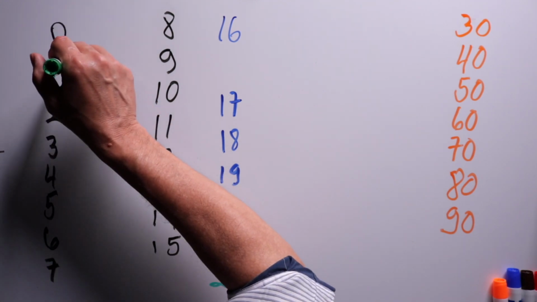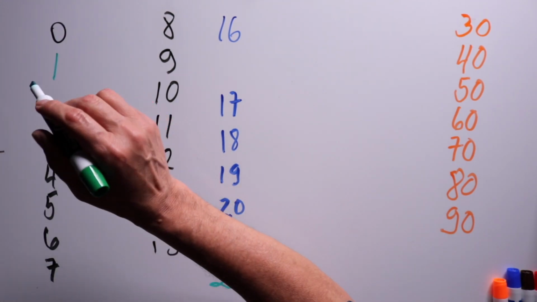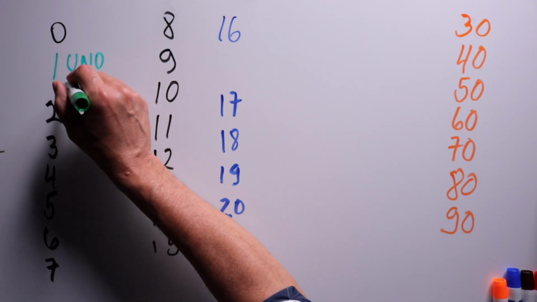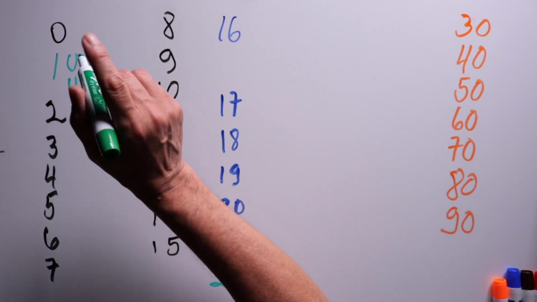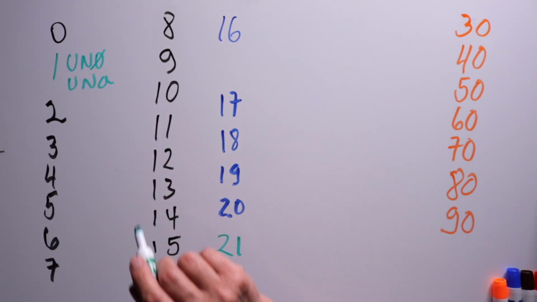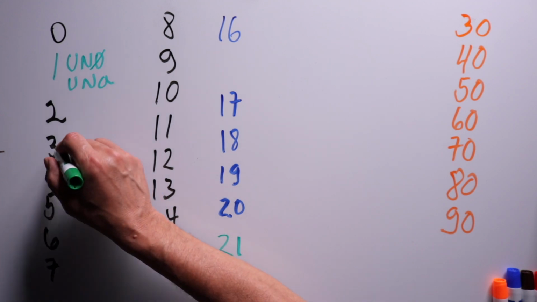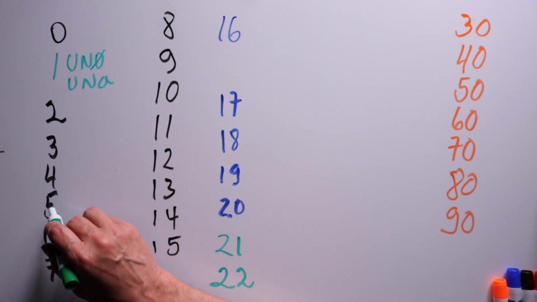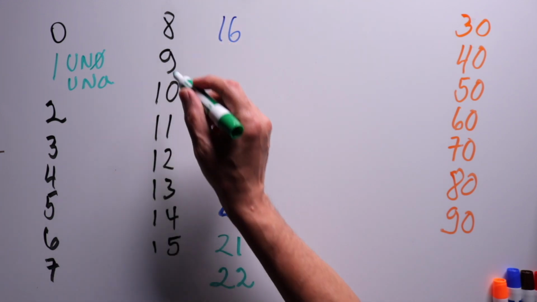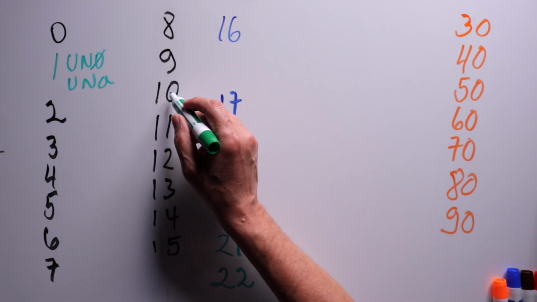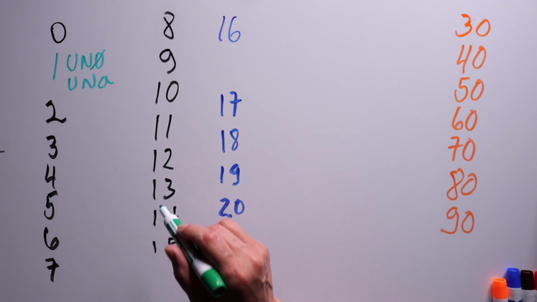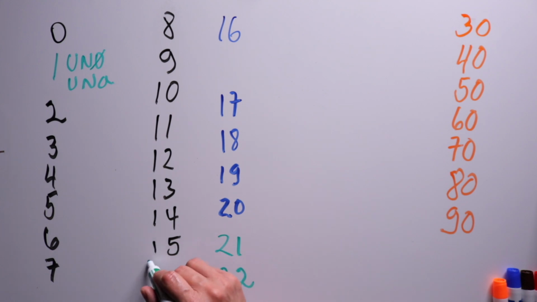0, 1, and 1 is a number that can be feminine as well. So it can be uno or it can be una. Now remember, uno in front of a masculine noun has to drop the O. Okay, don't forget that. Dos, tres, cuatro, cinco, seis, siete, ocho, 9, 10, 11, 12, 13, 14, 15.